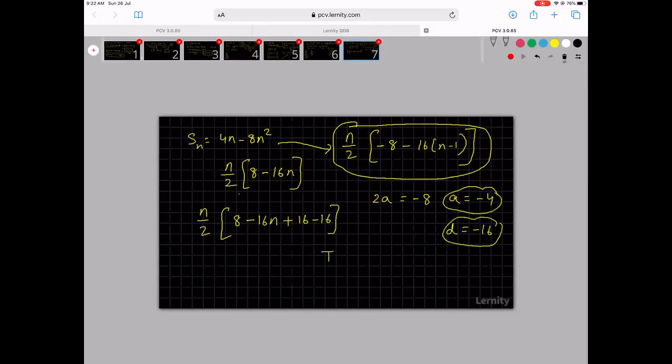So based on that, I can say T14 is equal to minus 4 plus 13 into minus 16. So 13 into 16 is how much? 169 or something. 6 into 3 is 18, carry over 1, 9, 198.